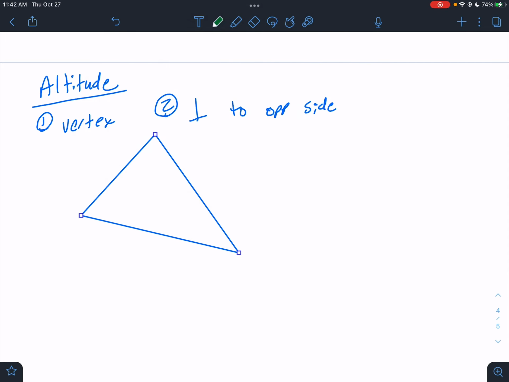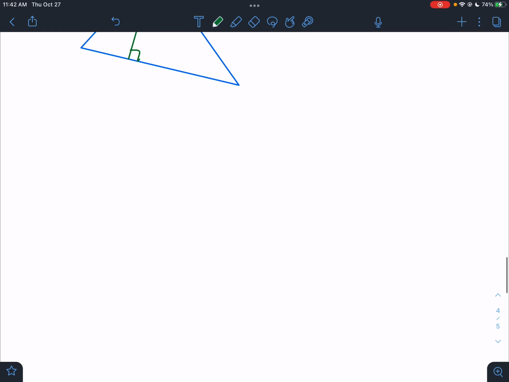An altitude starts at a vertex, and it is perpendicular to the opposite side. That's an altitude. Now, we're used to altitudes meaning heights, meaning vertical. But guys, in geometry, it's how does it relate to the other things that we're going over, or the other things in the picture. Sorry, the announcements are really messing me up here.